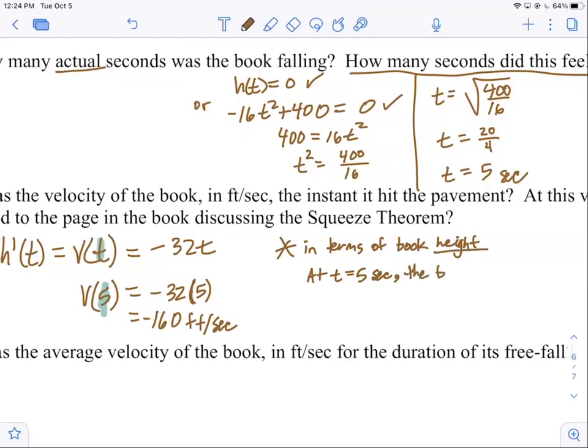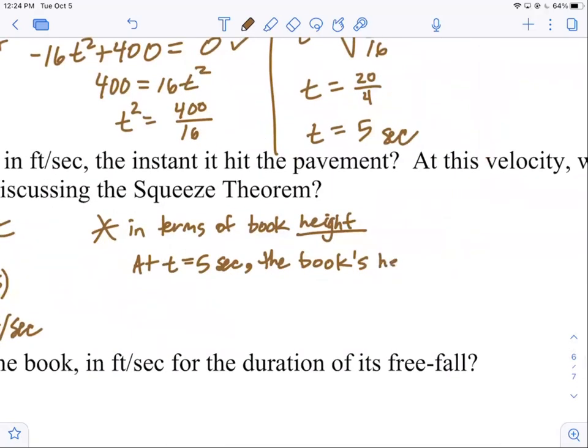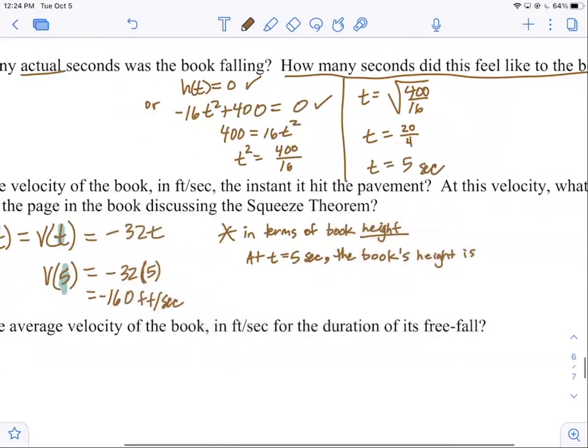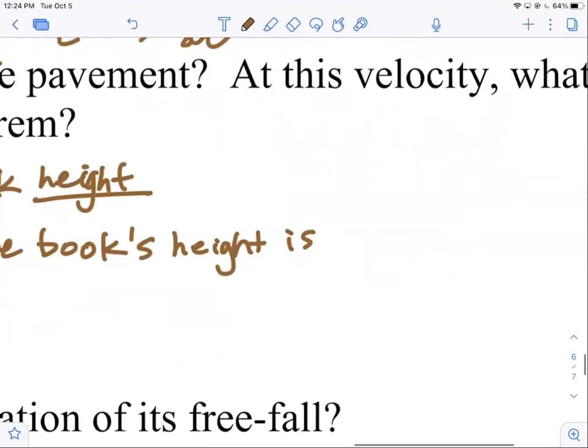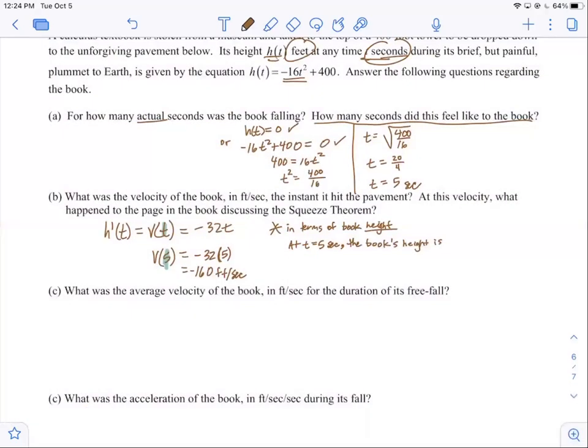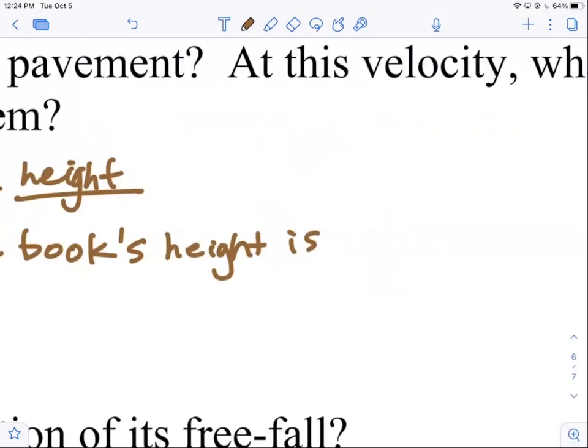The book's height, try not to use the passive voice. It saves letters. The book's height is, do we say changing at negative 160, or is there a better way to say that? I wouldn't say the book's height is falling, but how about increasing or decreasing, right? The book's height is decreasing. Now, that's the engineer. You'll hear me say this a lot. This is the engineer way to answer it. It's really straightforward, okay? It checks all the boxes. You're going to get full credit.